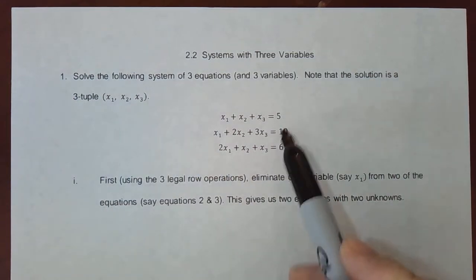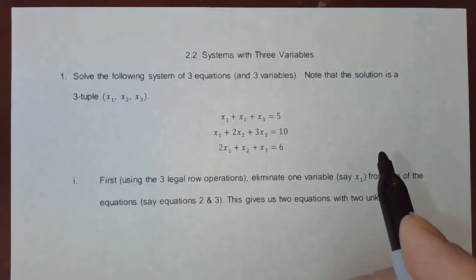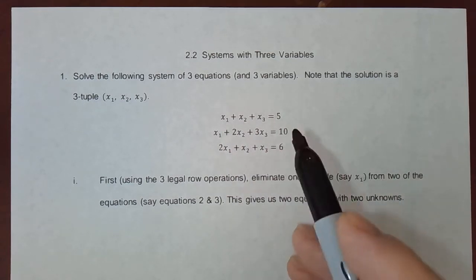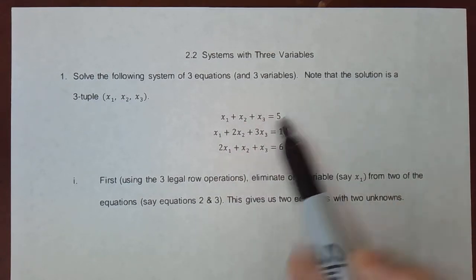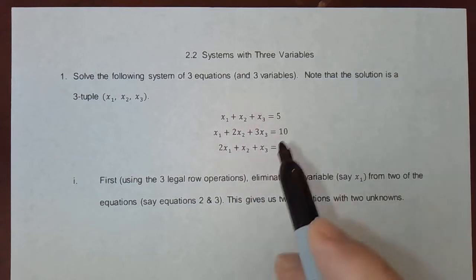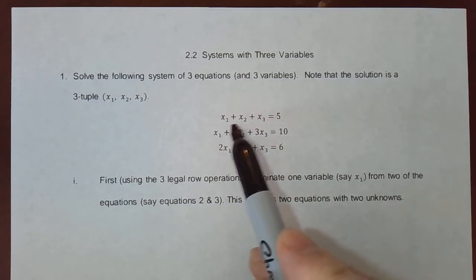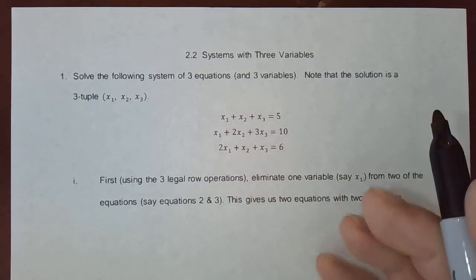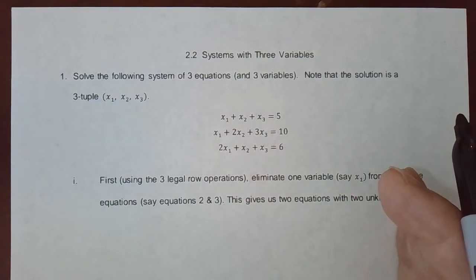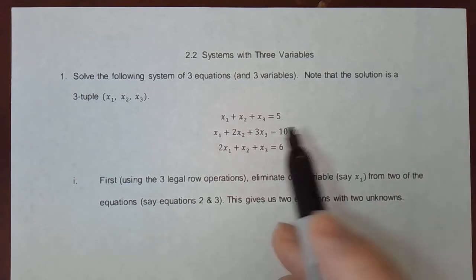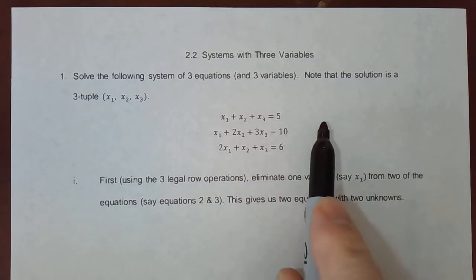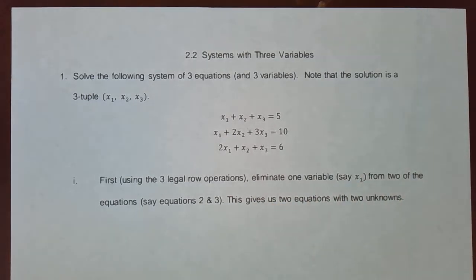Now, here's an example of a system of three equations using the three variables x1, x2, and x3. And by the way, frequently when you have three variables or three unknowns, they'll use x, y, z. But you could imagine if you had an equation with, say, 30 variables in it, you wouldn't have enough letters. So frequently we'll just use x1, x2, and x3, and then it could go all the way up to x30 or even more if we needed to.